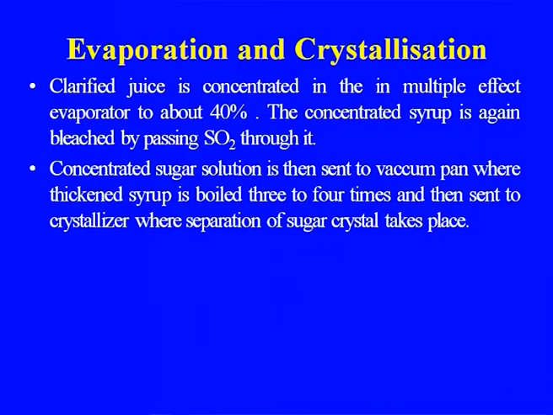Then the evaporation and crystallization: the clarified juice is concentrated in the multiple effect evaporator to about 40% concentration. The concentrated syrup is again bleached by passing SO2 through it. The concentrated sugar solution is then sent to the vacuum pan where the thickened syrup is boiled 3 to 4 times and then sent to the crystallizer where separation of the sugar crystal takes place.